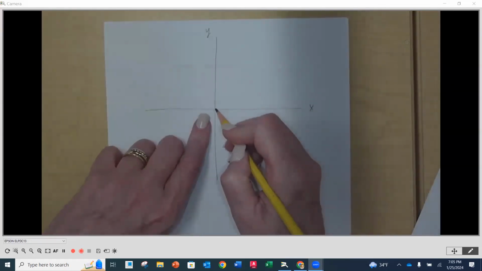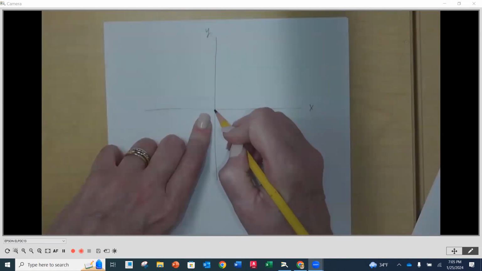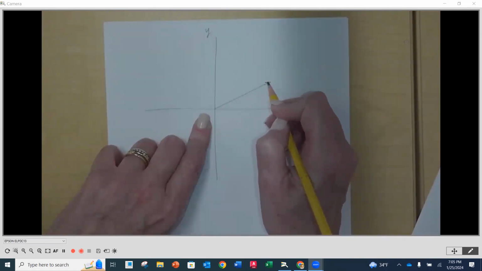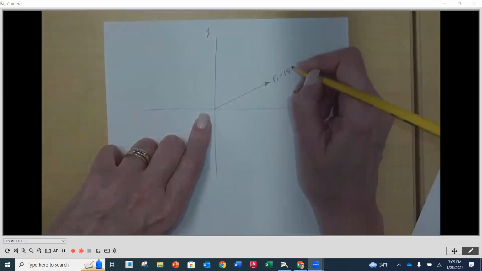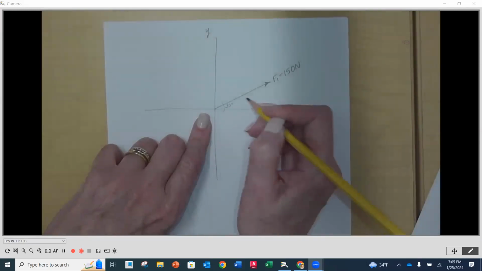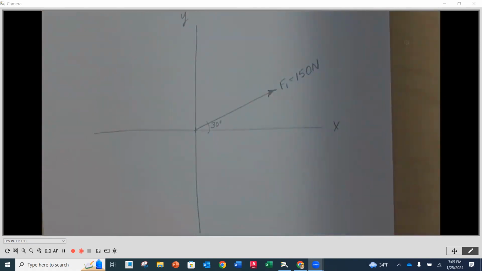My first force, F1, is 150 newtons, and it's 30 degrees from the origin. So I'm going to go like this. And this is going to be F1 is equal to 150 newtons, and its angle is 30 degrees. In case you don't have the book in front of you, you can follow along with me.